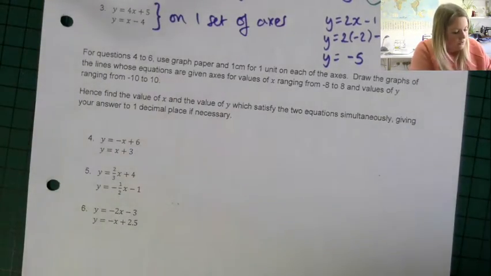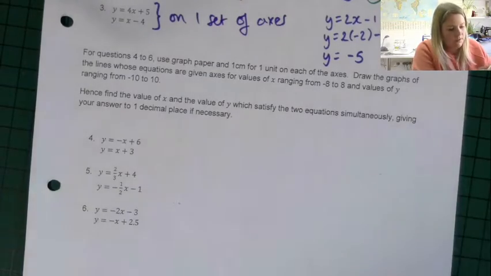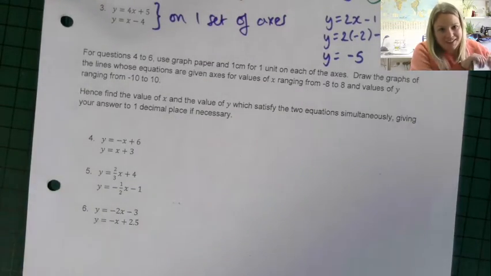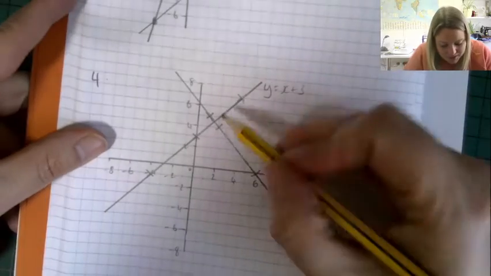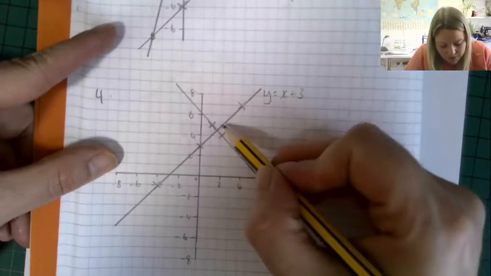So let's look at 4 to 6 then. So question 4, I think these are the ones where they get a wee bit more dodgy. So see here, this is my point of intersection.